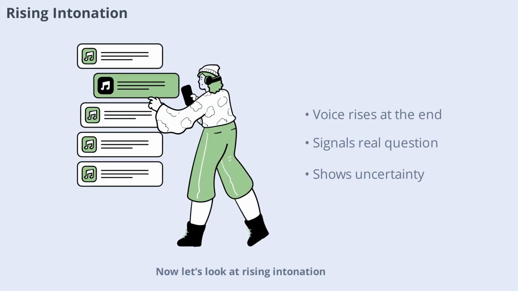Now let's look at rising intonation. When your voice goes up at the end of a question tag, you're genuinely asking for information. For example, "You haven't seen my keys, have you?" Here, you're not sure and you need an answer. Rising intonation signals that you're asking a real question.